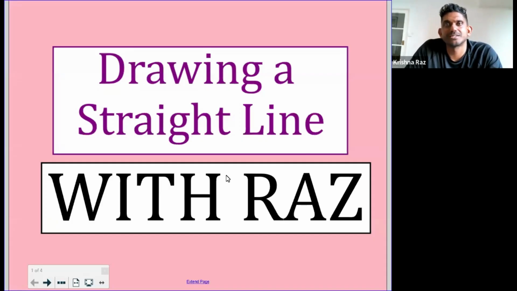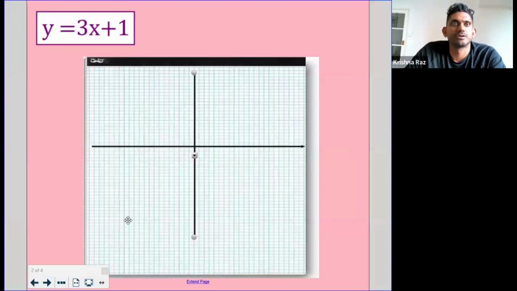Hi guys, my name's Raz and today we'll be looking at how to draw a straight line. So I'm just going to do two examples for this one. First one, we have the line y equals 3x plus 1 and we're asked to draw a straight line.